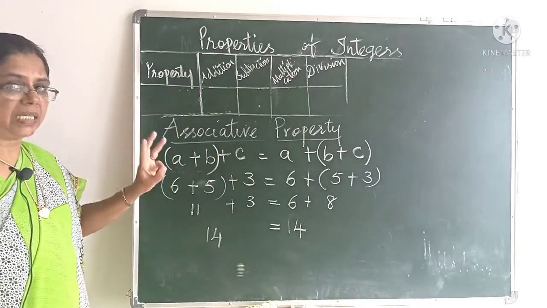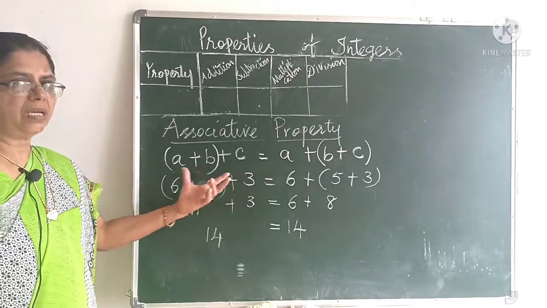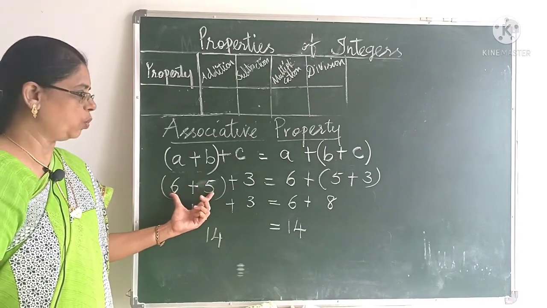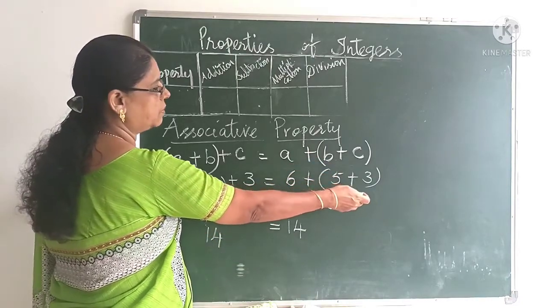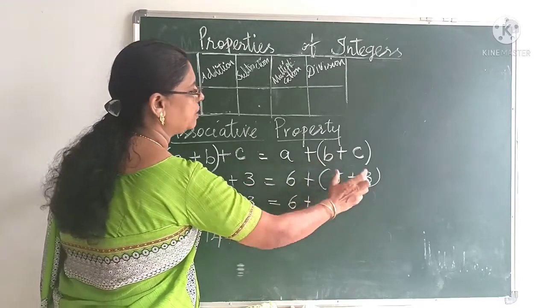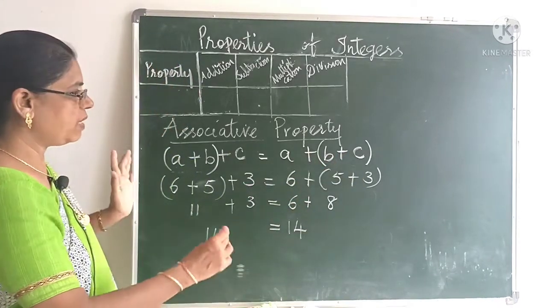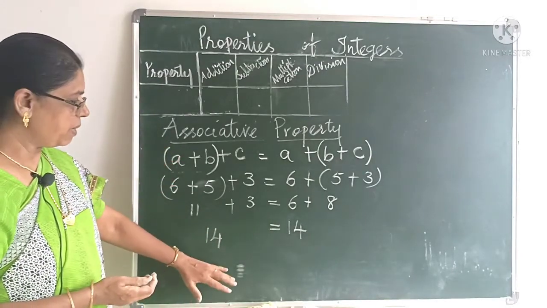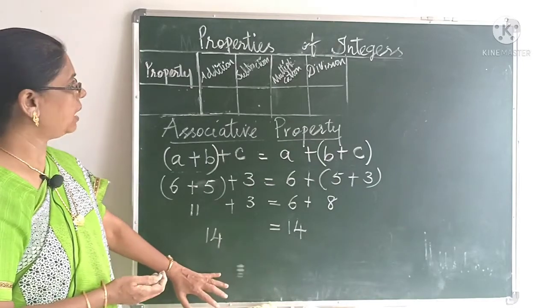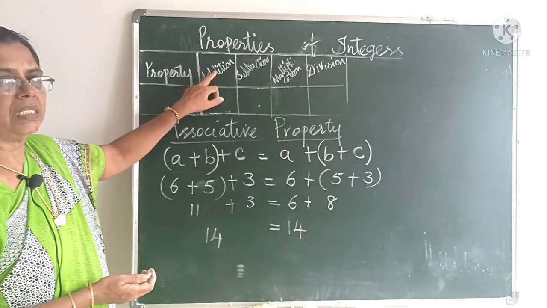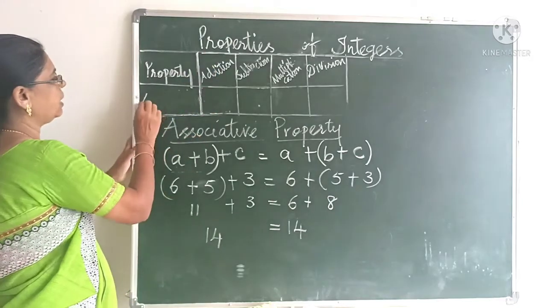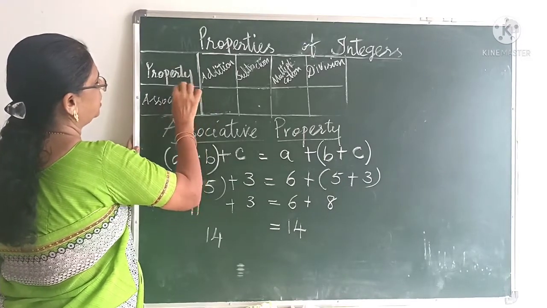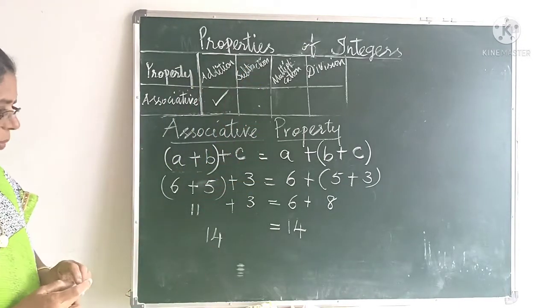We have taken 3 integers 6, 5 and 3. On the left side of the equation, we have put 6 and 5 in one group. But on the right side of the equation, we have put 5 and 3 in one group. So even if we change the grouping of the numbers, the answer remains the same. So we say addition of integers holds associative property.